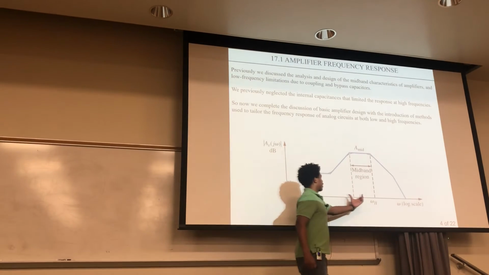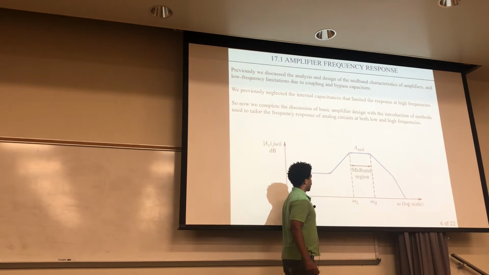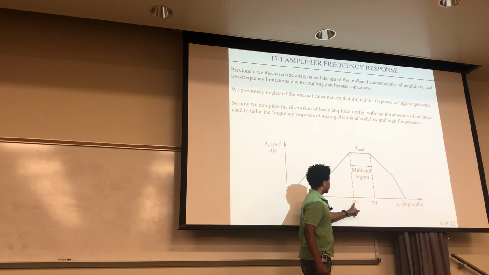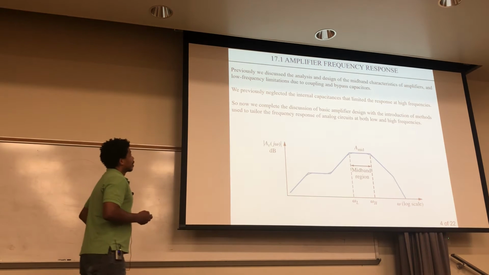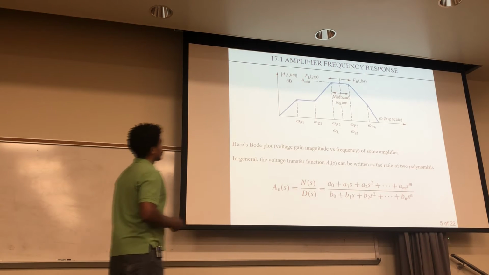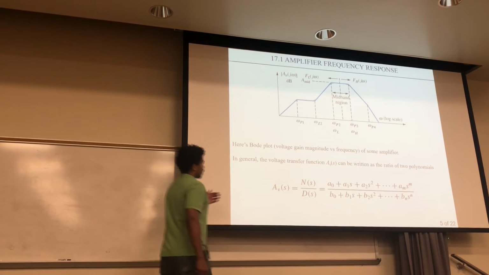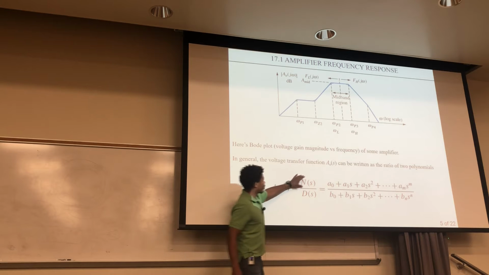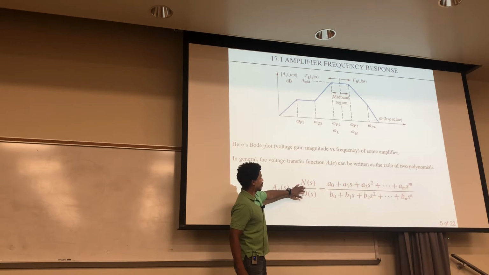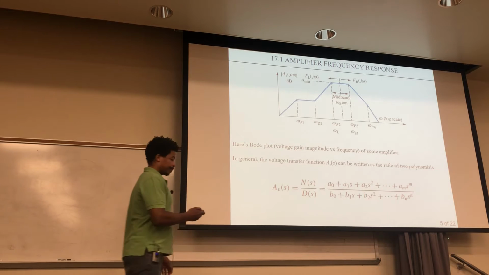So remember, this is the mid-frequency, the mid-band, over here is the high band, and below that is the low band. Here's a cutoff frequency for the low frequency and a cutoff for the high frequency. Okay, so this Bode plot, as we've discussed before, can be written in terms of a numerator and a denominator in terms of polynomials in S, right? From the numerator, you can factor and get the zeros, and from the denominator, you can factor and get the poles.